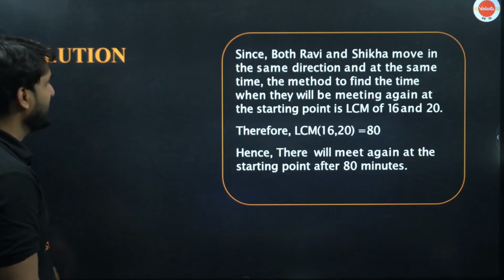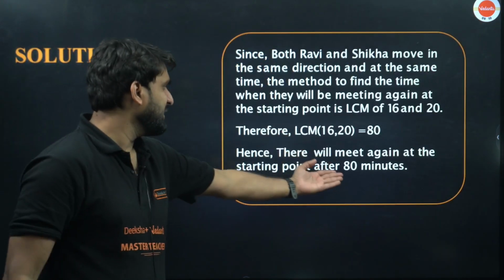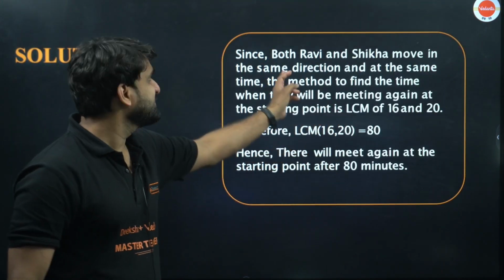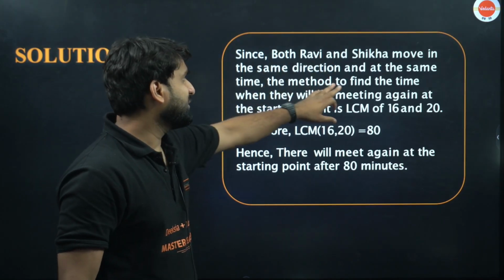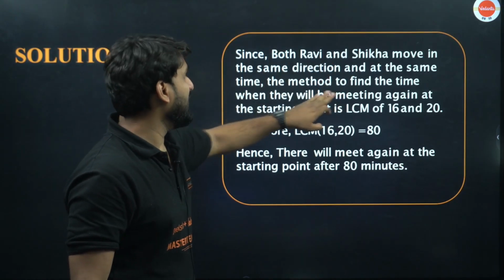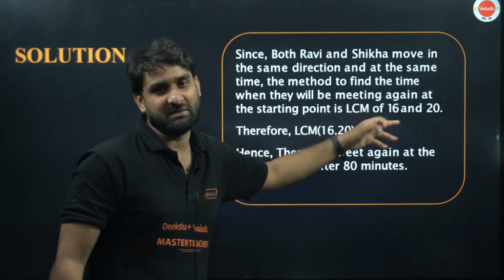Moving ahead. The question is given there. 80 minutes. Since both Ravi and Shikha move in the same direction and at the same time, the method to find the time when they will be meeting again at the starting point will be LCM. I have already told you.